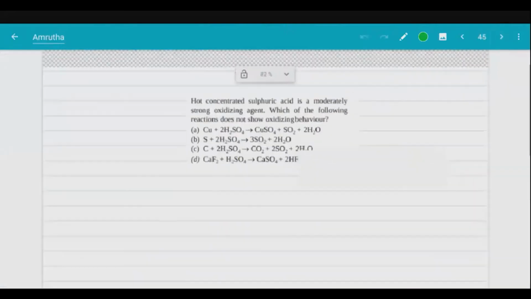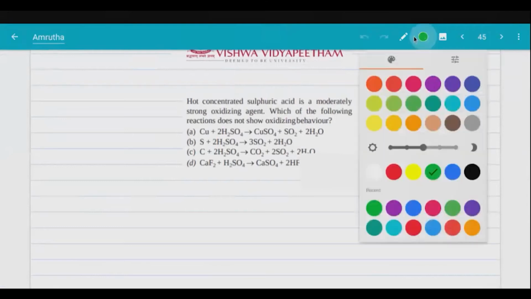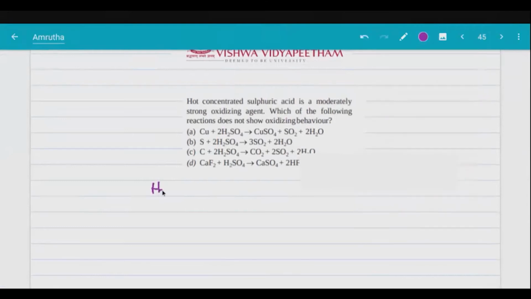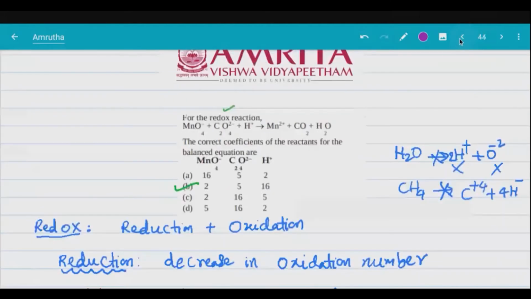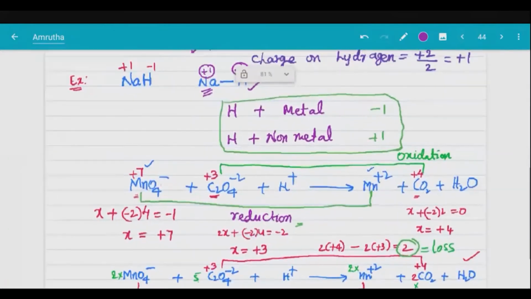Now, see this question. Hot concentrated sulfuric acid is a moderately strong oxidizing agent. Okay, great, they are giving a hint. H2SO4 is the oxidizing agent. Now, in the last example, what is the oxidizing agent? How do we find it? Let us go back to the last question, what we did, and what the oxidizing agent is. You should get clarity about this.